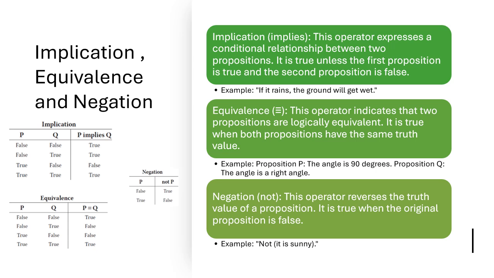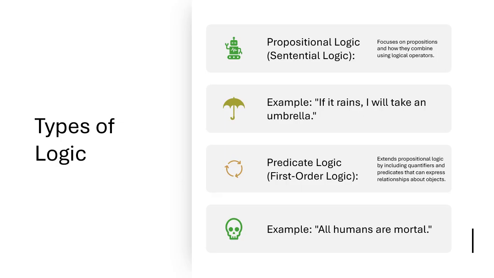In case of equivalence, two inputs should be the same. For example, false and false can be true, true and true can be true, but true and false cannot be true, it is false. Okay.